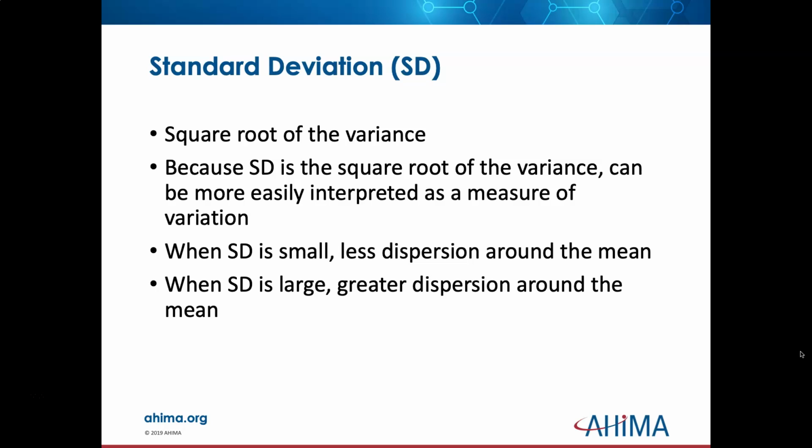Standard deviation starts on page 184 in the middle of the page. This is the square root of the variance. Because standard deviation is the square root of the variance, it can more easily be interpreted as a measure of variation. When it is small, there's less dispersion around the mean. When it is large, there's a greater dispersion around the mean.